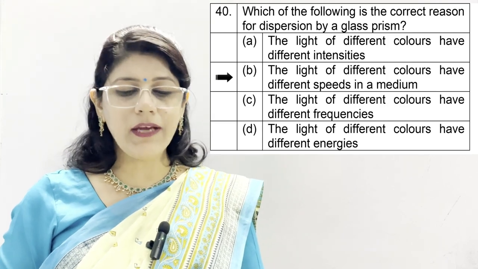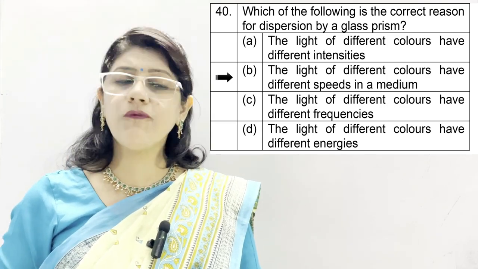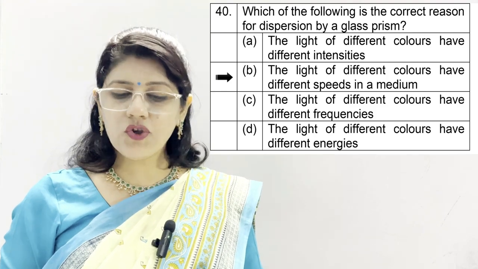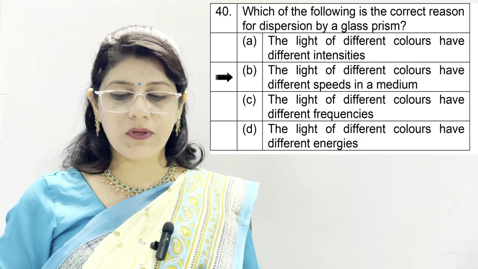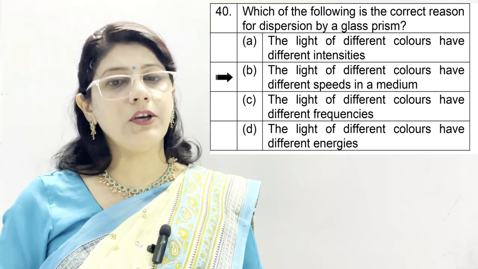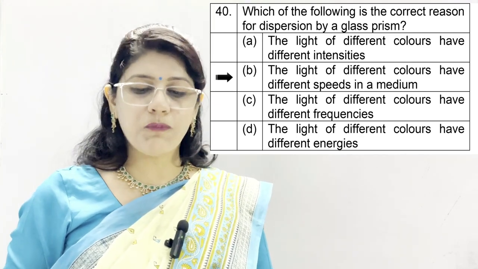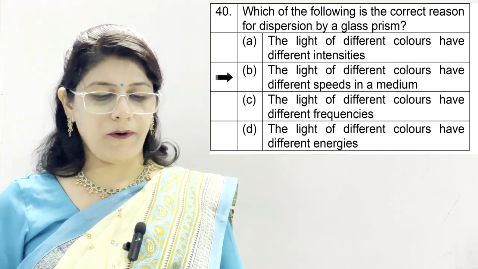We know when white light enters in a prism, it consists of so many different colors. Each of these different colors have different wavelength, so their speed in the mediums are different and they deviate differently. Therefore, speed of light is the important cause here.